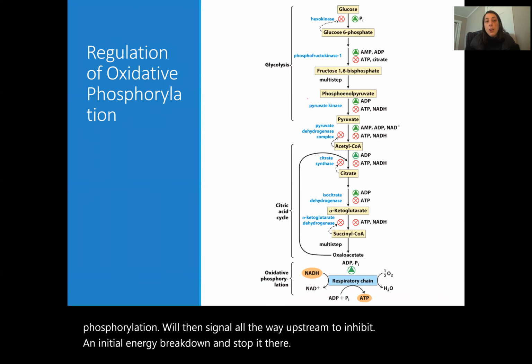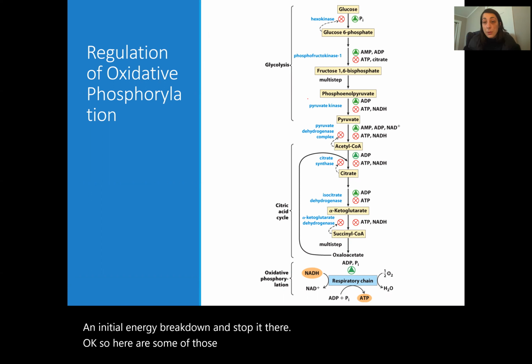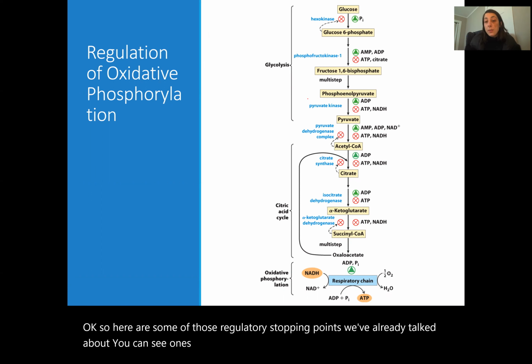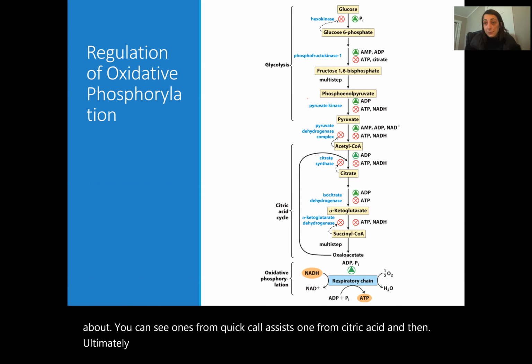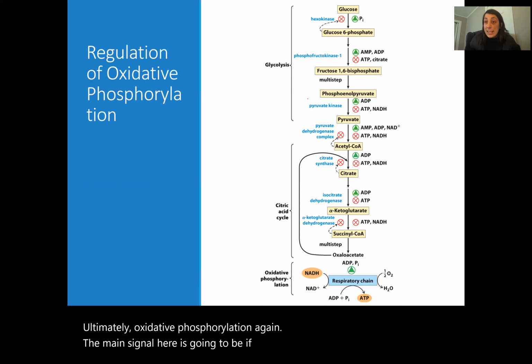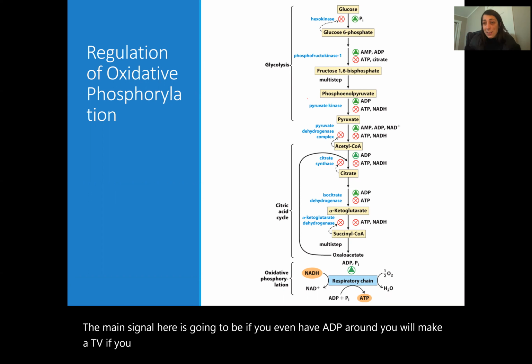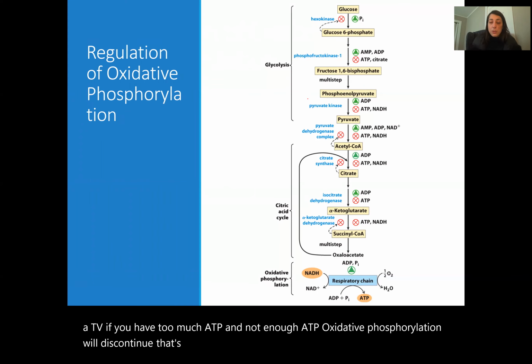Okay, so here are some of those regulatory stopping points we've already talked about. You can see some from glycolysis, some from citric acid, and then ultimately oxidative phosphorylation. Again, the main signal here is that if you have ADP around, you will make ATP. If you have too much ATP and not enough ADP, oxidative phosphorylation will discontinue. That's one of the main regulatory portions of it.